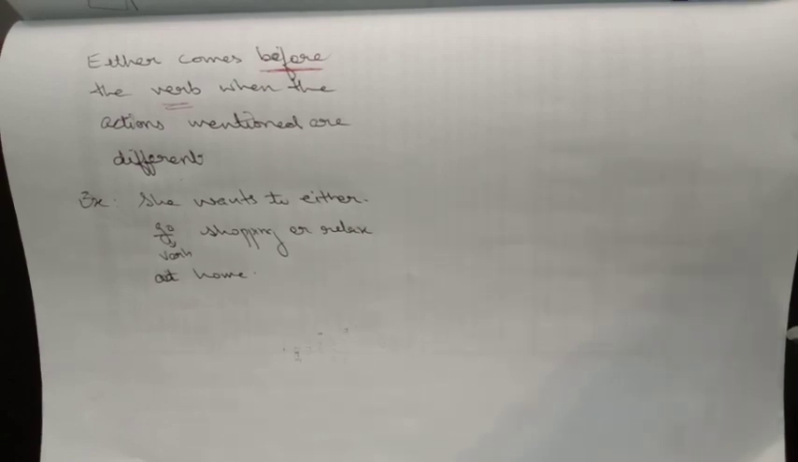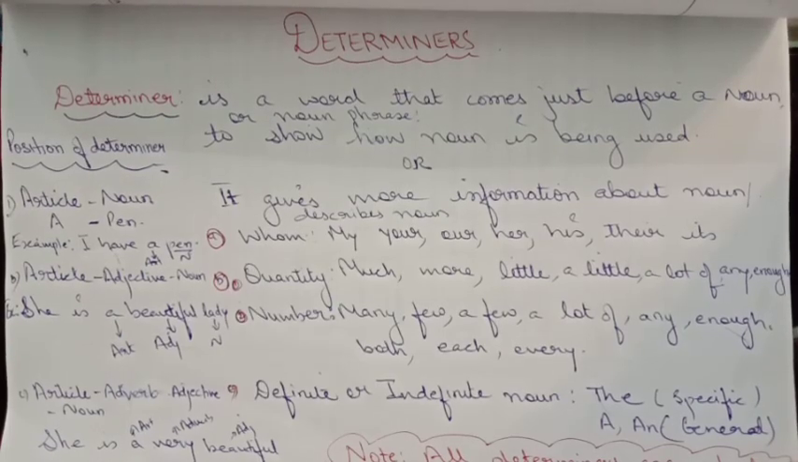So what are determiners? Words that come just before a noun or a noun phrase. So you can also say that they give more information about a noun or describe nouns. I think the concept is clear for these determiners.